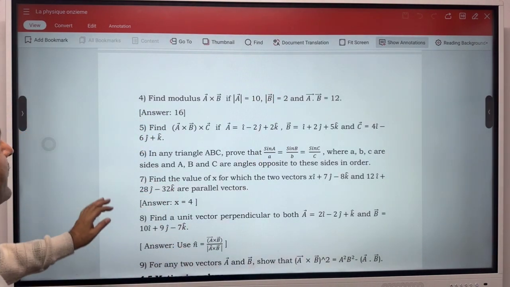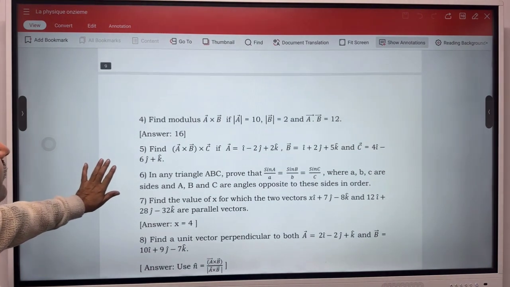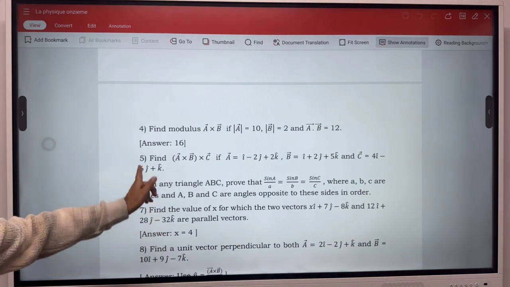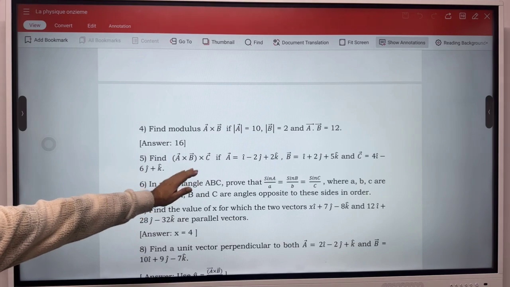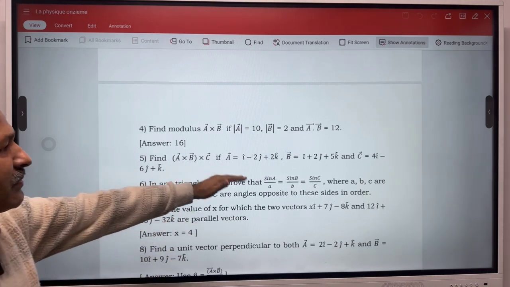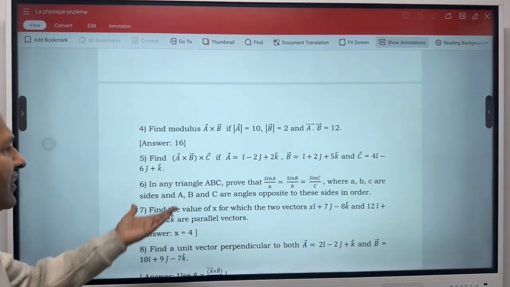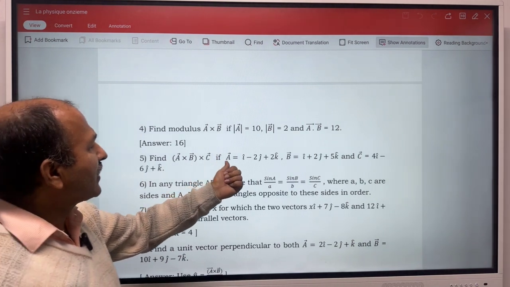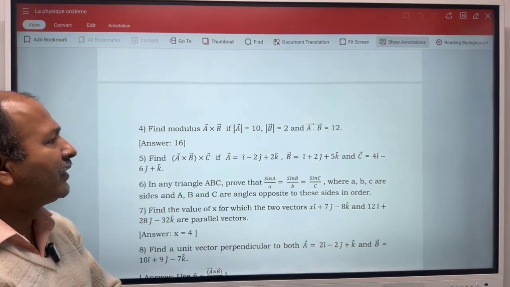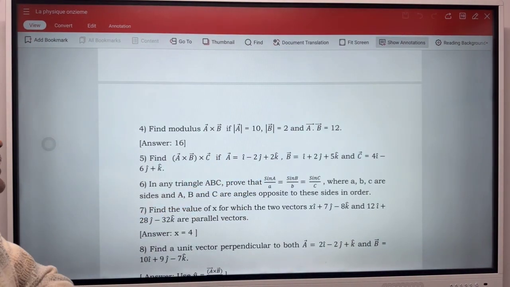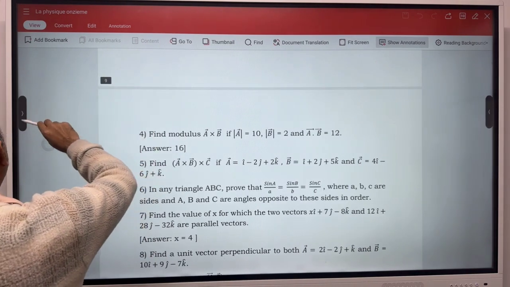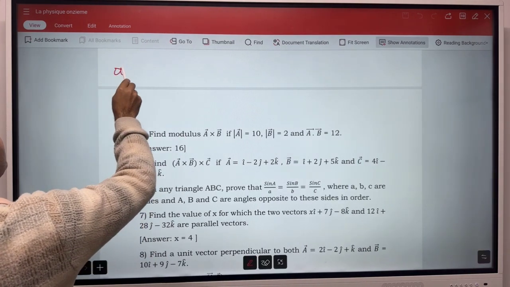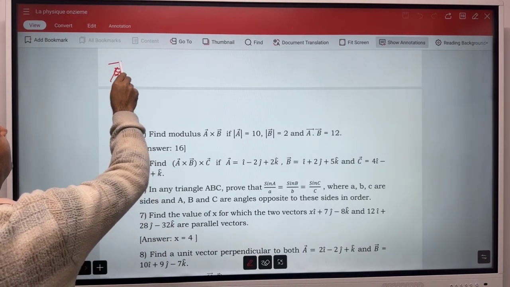Now let's take next question. What is next question? It says you have to find out A cross B cross C, if A is this much, B is this much and C is this much. It is simple. First of all, try to find out A cross B. You will get a vector. Assume it, so when you find A cross B, suppose you get a vector.